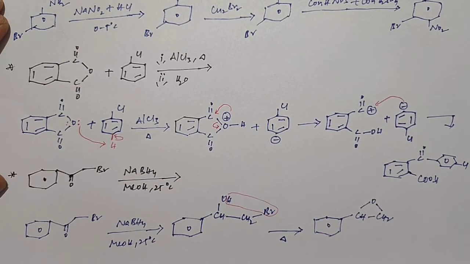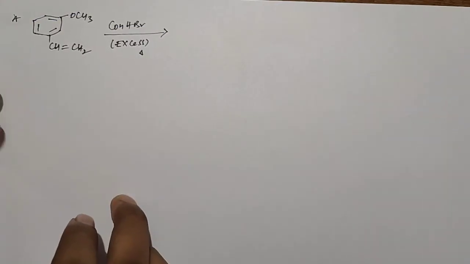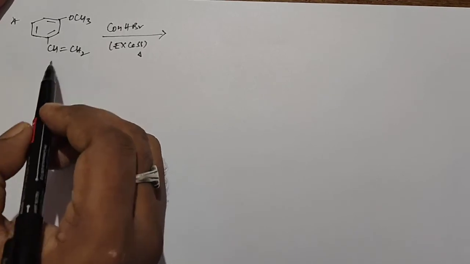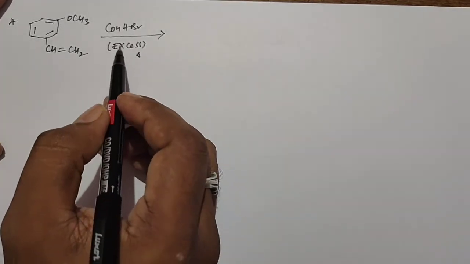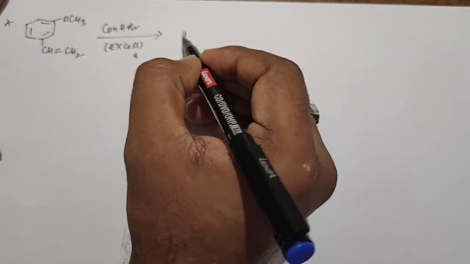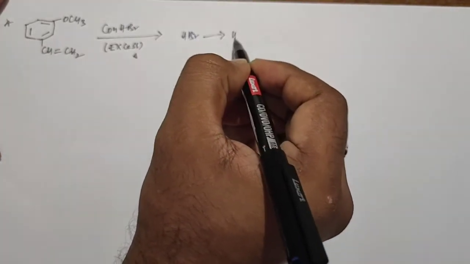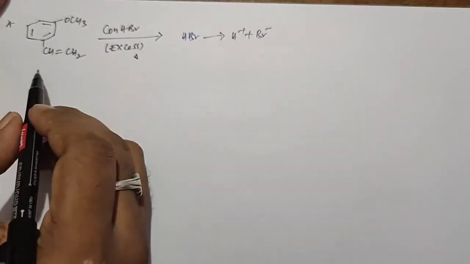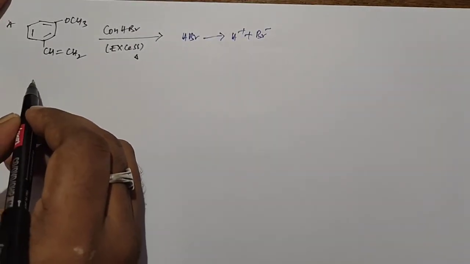So this is the final product. That's all. Okay students, this is the next incomplete or miscellaneous reaction. For this reaction the given compound reacts with the concentrated excess of concentrated hydrogen bromide. Actually here hydrogen bromide can be present in the form of H plus and Br minus. So these protons can initiate the reaction. So first we need to take the given compound.